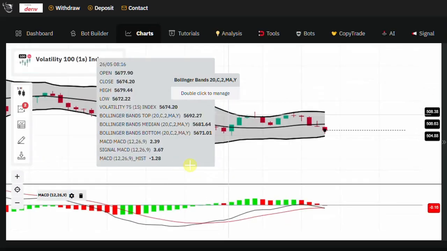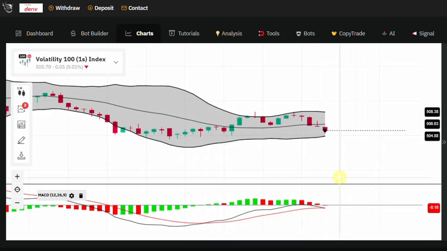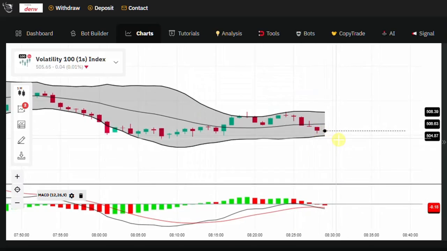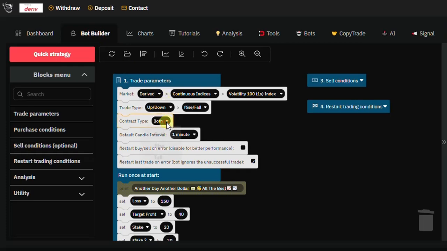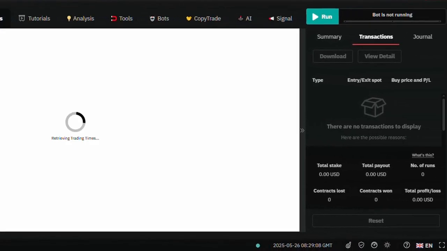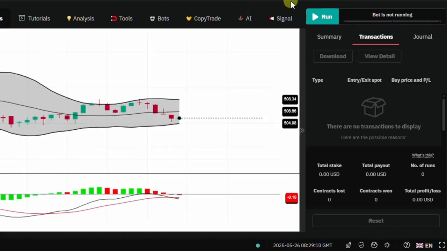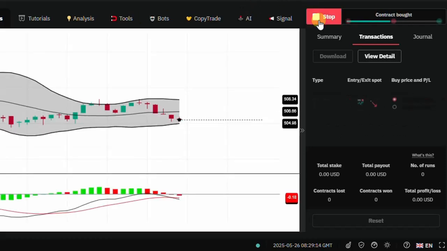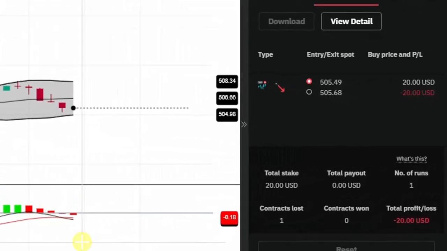101S index. Yeah, you can see the other candlestick is forming below, so we will take a falling trade here. Okay, come back, adjust to fall, go back to charts, and then we run our bot. Okay, because you can see there's a crossover that has happened here.